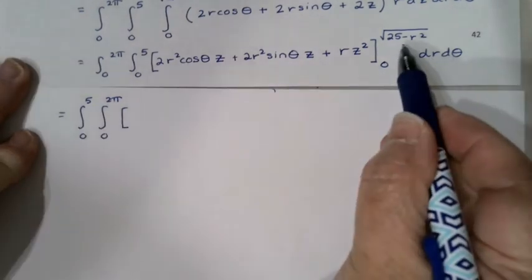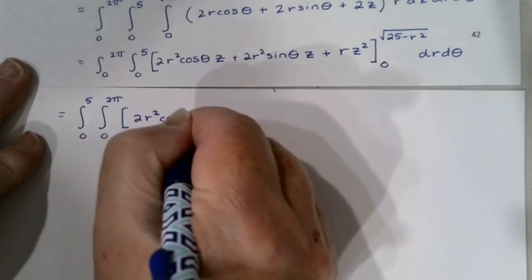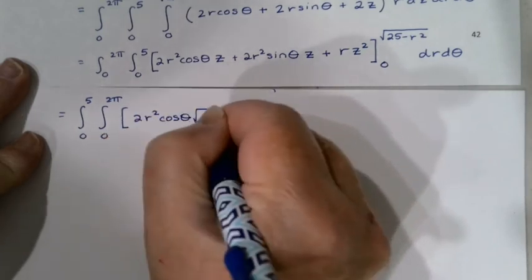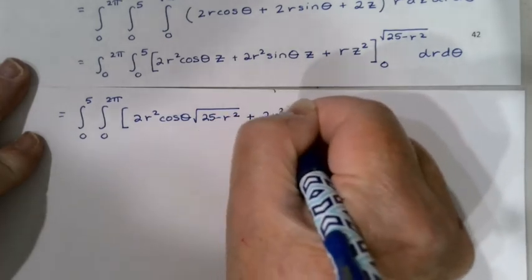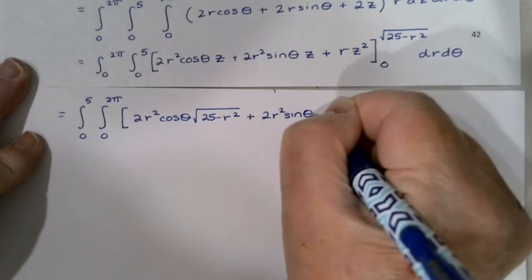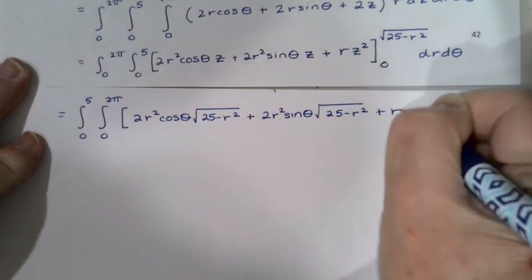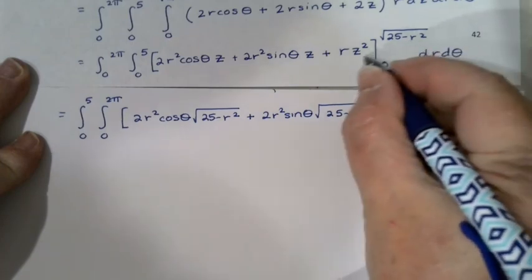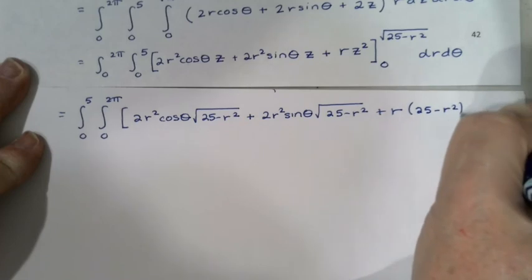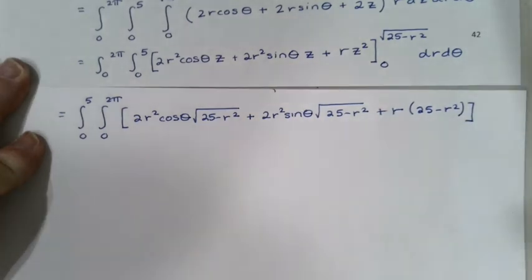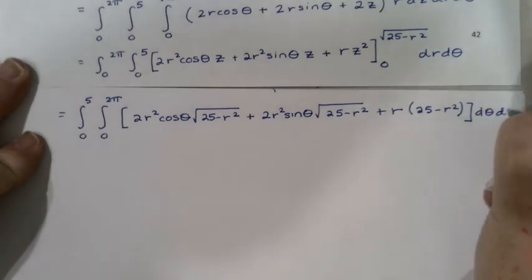Okay, let's plug in that radical for the z's. So I'll have 2r squared cos theta times the square root of 25 minus r squared plus 2r squared sine theta times the square root of 25 minus r squared plus r, and then when I square that square root, that'll just become 25 minus r squared. Again, I swapped the order, so this is now d theta dr.